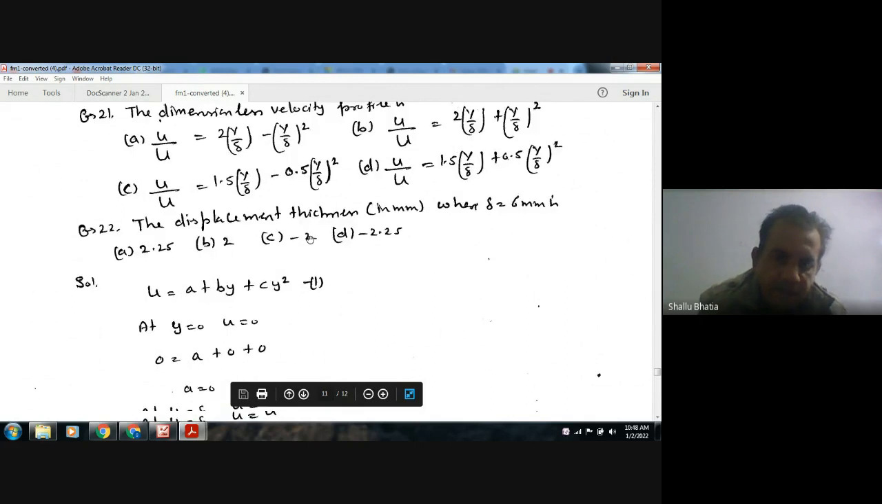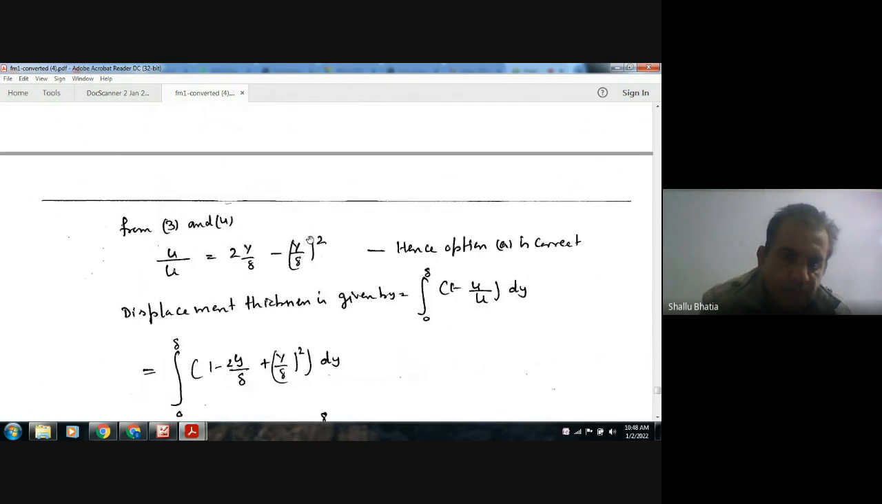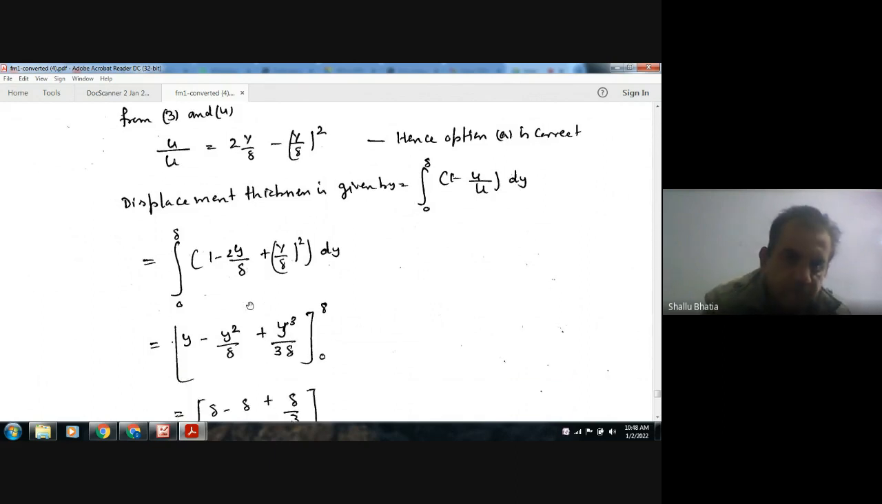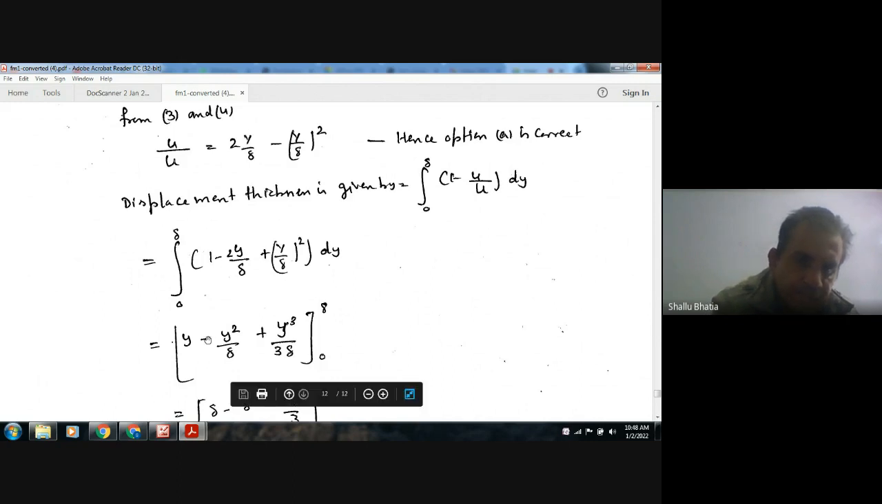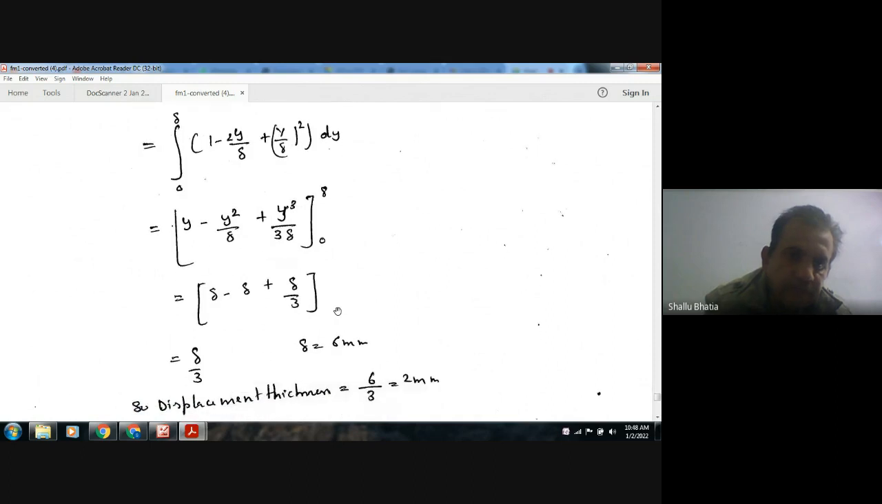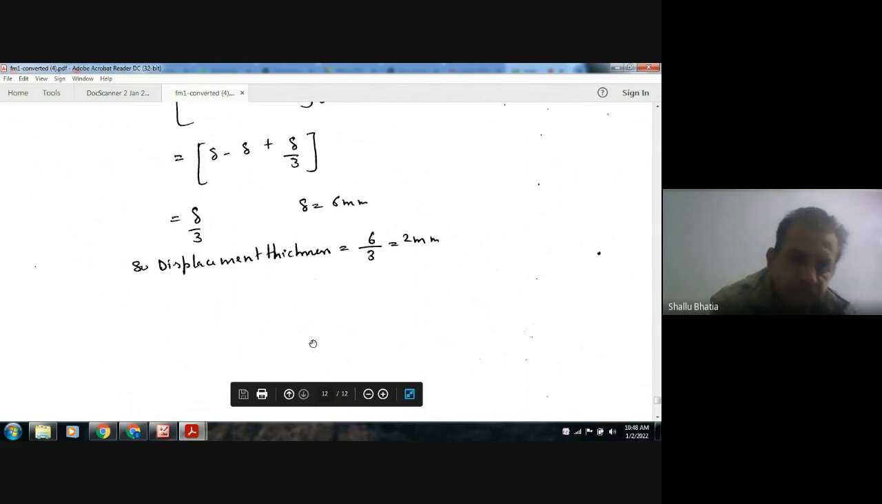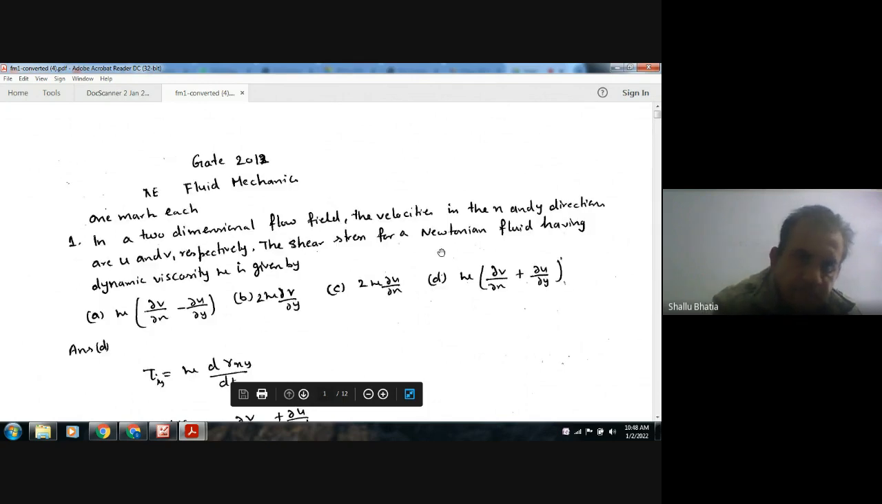Okay. And now for displacement thickness, we have displacement thickness given as the integral from 0 to delta of (1 minus u by capital U) dy. Putting this value, and integrating, it will be y minus y square by delta plus y cube by 3 delta with limits 0 to delta. So putting y is equal to delta, it will be delta by 3, and if delta is just 6, then the displacement thickness is 2 mm. Okay, that's all from fluid mechanics. Okay, thank you very much.